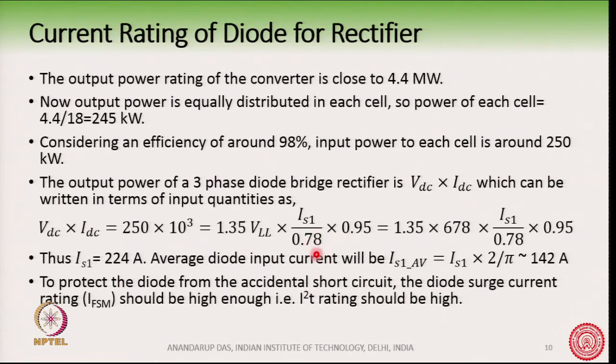How do we get this one? Again, we get this factor from the analysis of 3 phase rectifiers. The fundamental source current is 0.78 times the DC current.